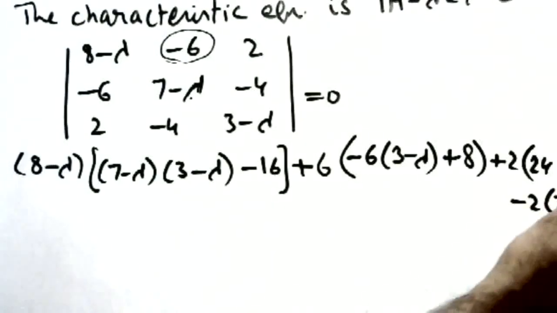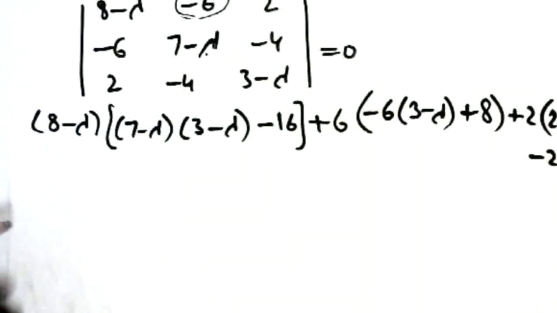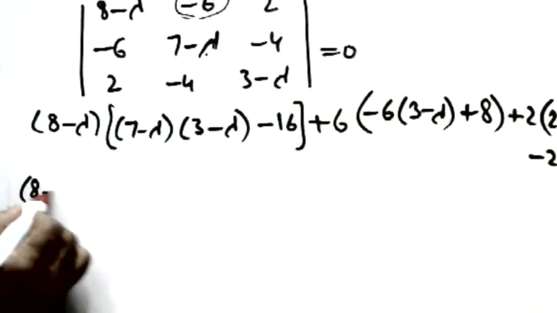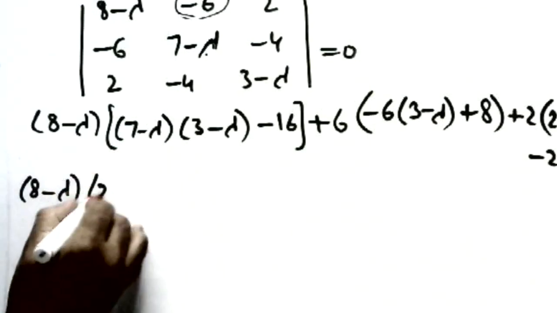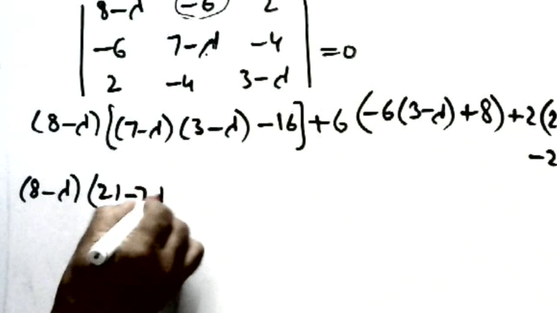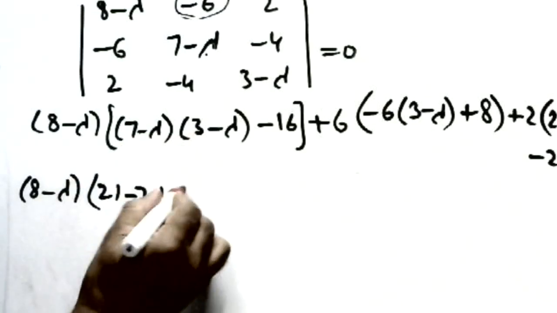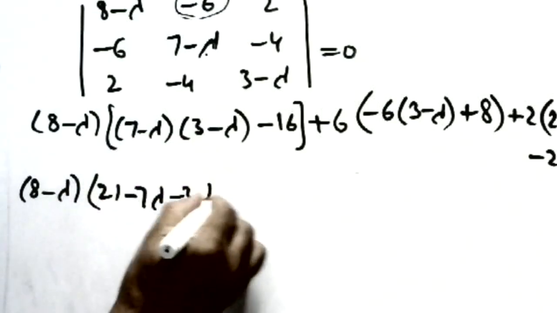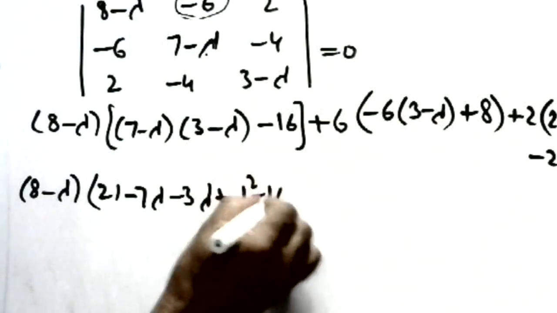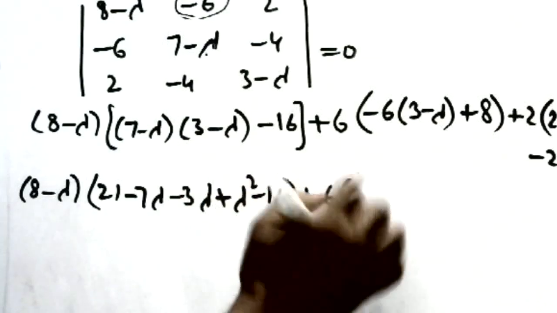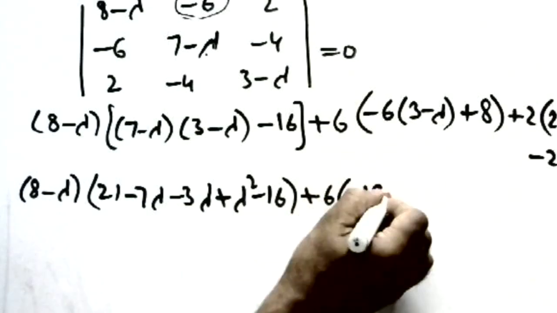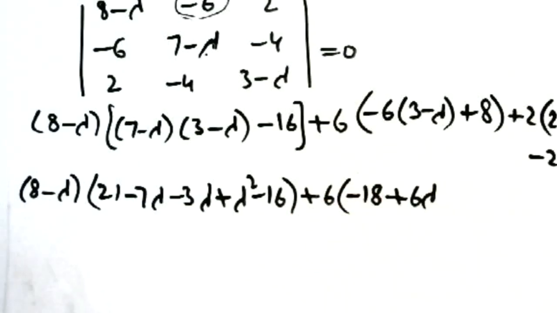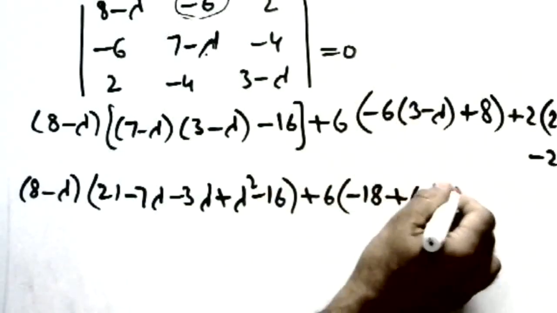Okay, now let me solve this equation. If we solve this completely, we will get a cubic equation. So let me solve this one. You write this 8 minus lambda as it is. Now you multiply 7 into 3 is 21, minus 7 lambda, minus 3 lambda, minus into minus plus lambda squared, minus 16, plus 6 into, you multiply this, minus 18, minus into minus plus 6 lambda.